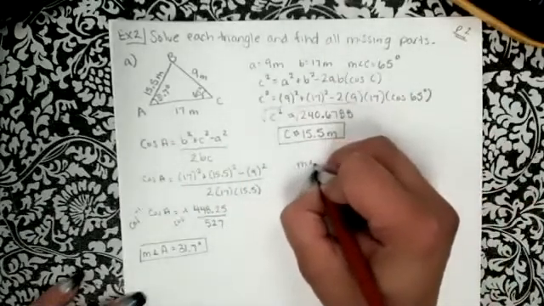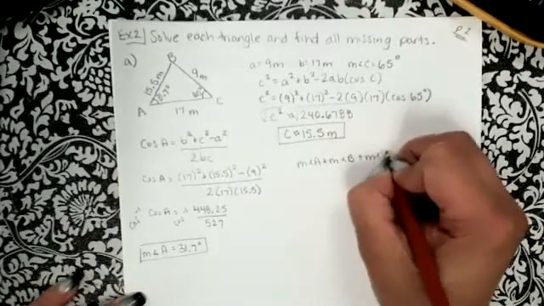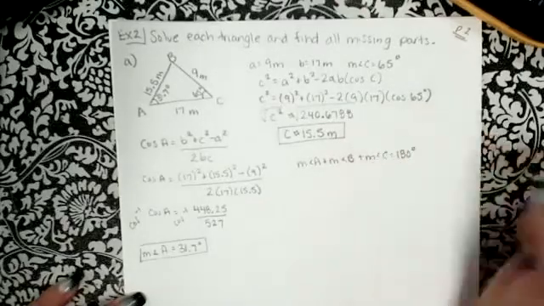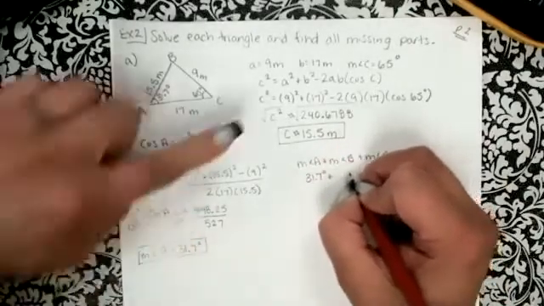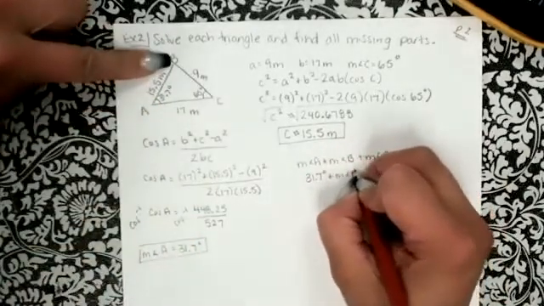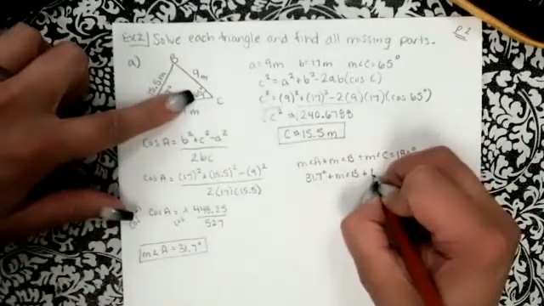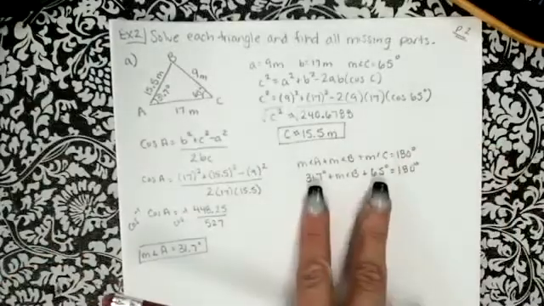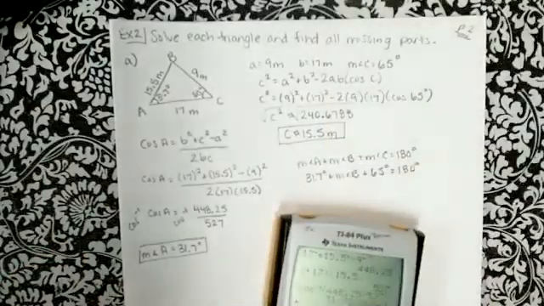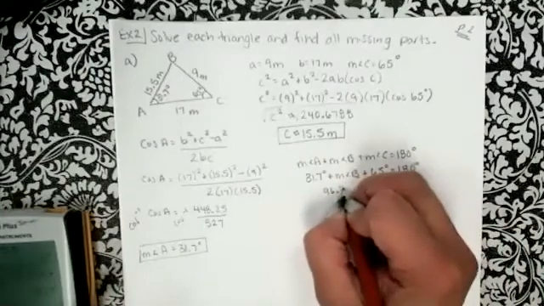So I know that the measure of angle A plus the measure of angle B plus the measure of angle C equals 180. Well, measure of angle A is 31.7 degrees. I don't know B, that's what I'm trying to figure out. And C is going to be 65 degrees. I'm going to combine like terms. So 31.7 plus 65, that is equal to 96.7 degrees.